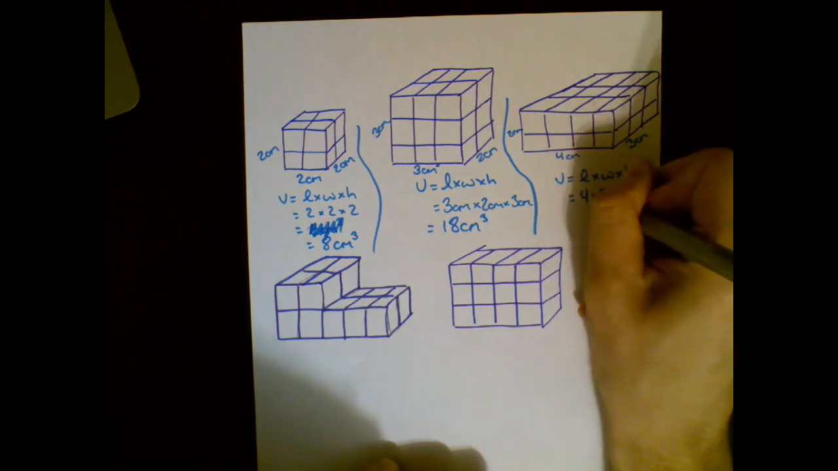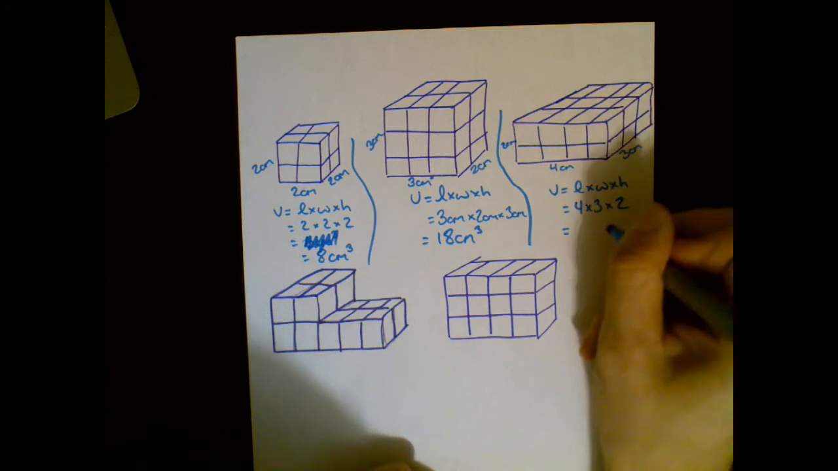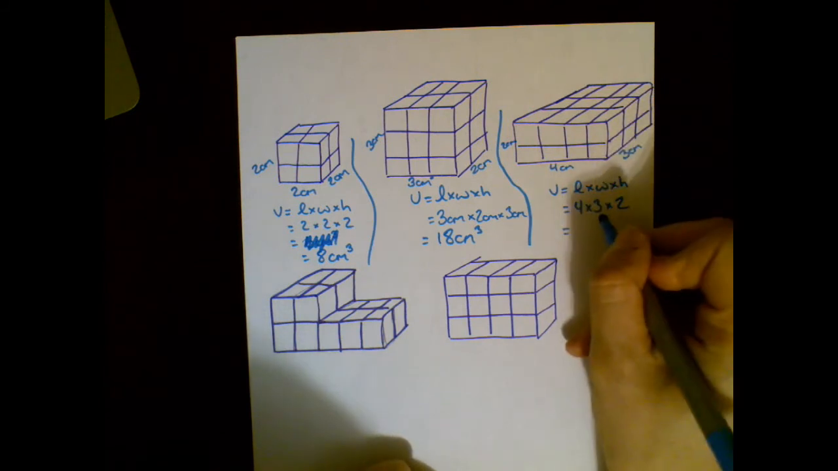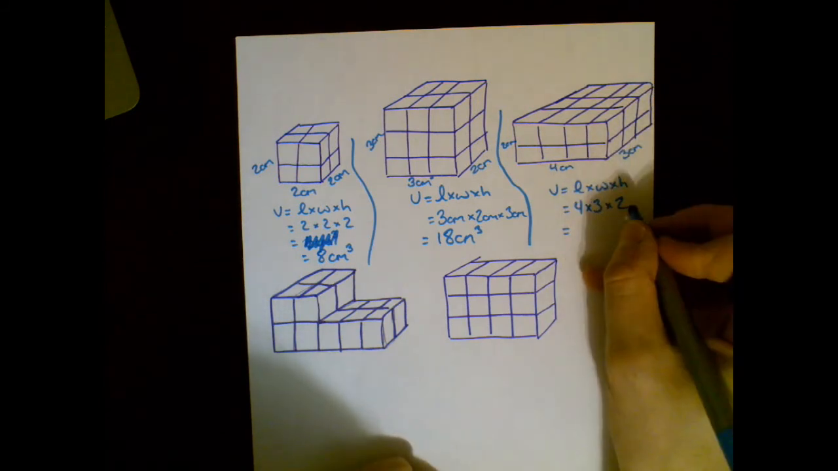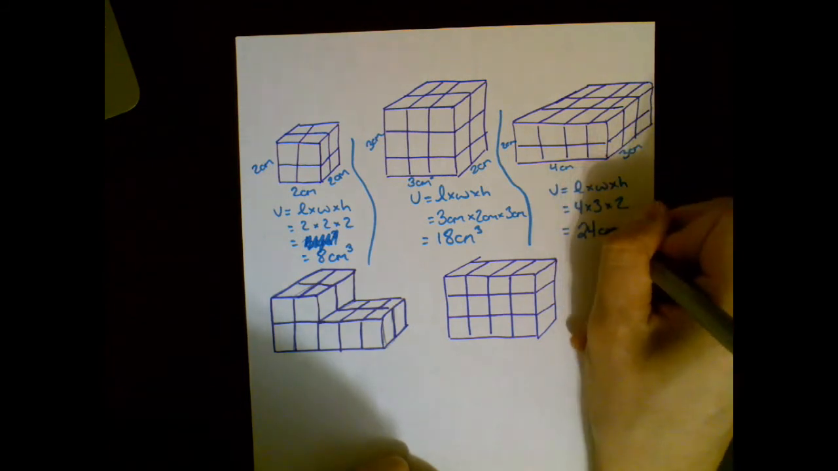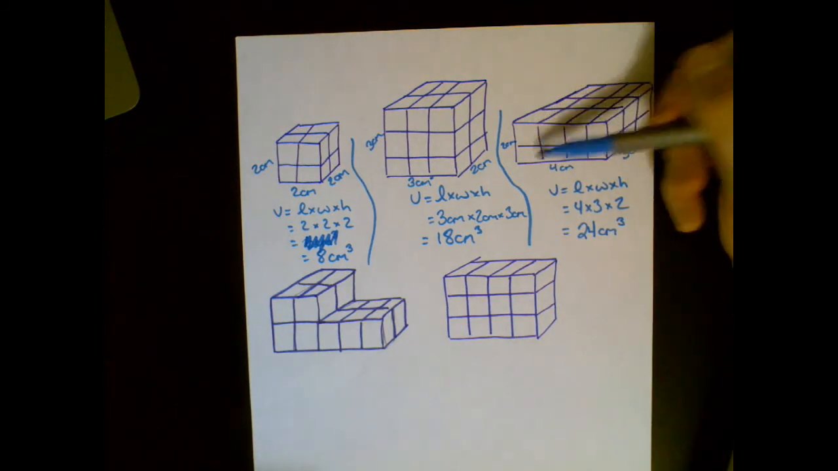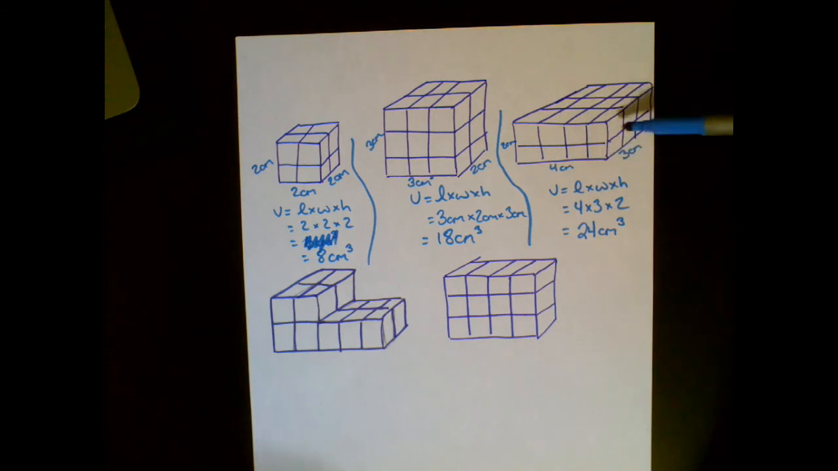4 times 3 times 2. I'm just skipping the units there because I'm running out of space. Which is equal to, okay, 4 times 3 is 12. 12 times 2 is 24 centimeters cubed. Alright, again, if you want to check, so it's 2, 4, 6, 8. There's 3 rows of 8, which gives me 24 centimeters cubed.